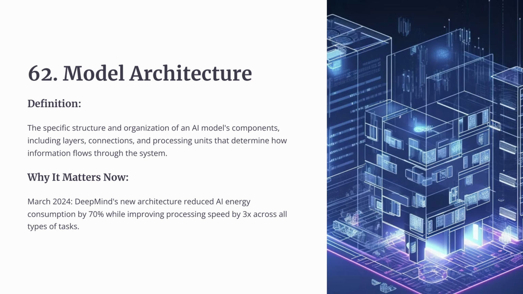Model architecture is the specific structure and organization of an AI model's components, including layers, connections, and processing units that determine how information flows through the system. Think of this like designing a building. Just as architects decide where to put rooms, walls, and corridors, AI architects design how information should flow through the system. DeepMind's breakthrough is like creating a building that uses 70% less energy while allowing people to move through it 3 times faster.